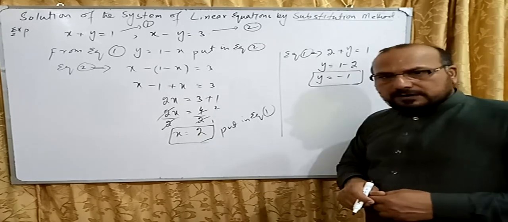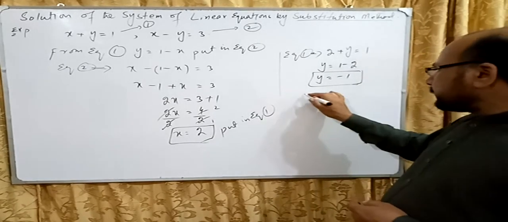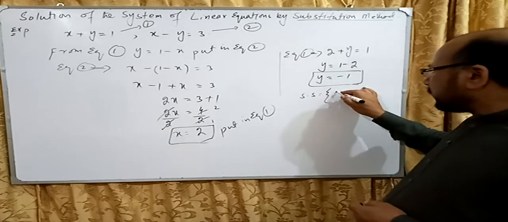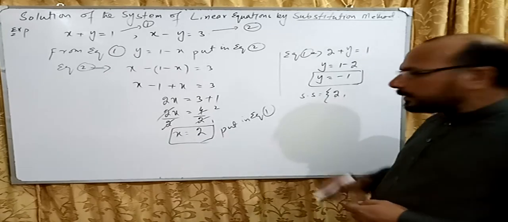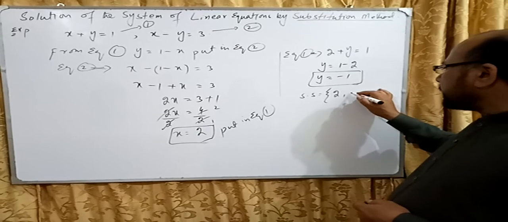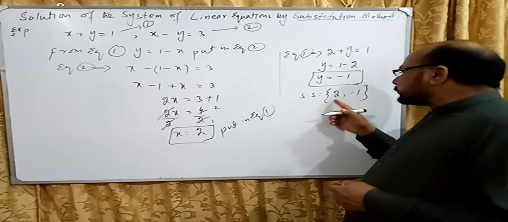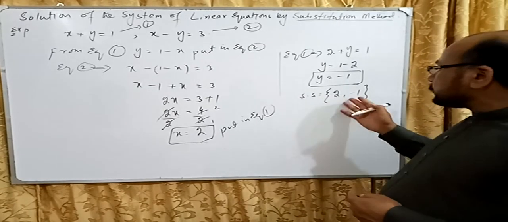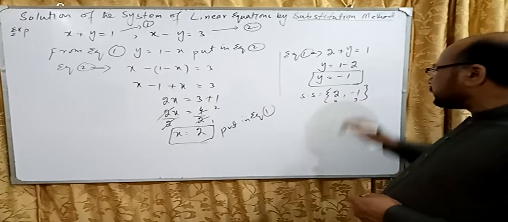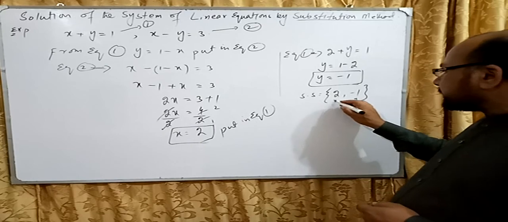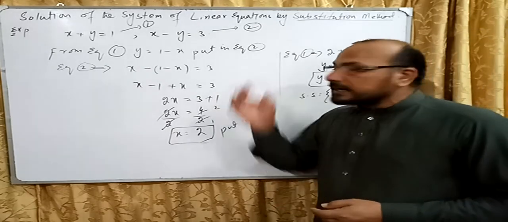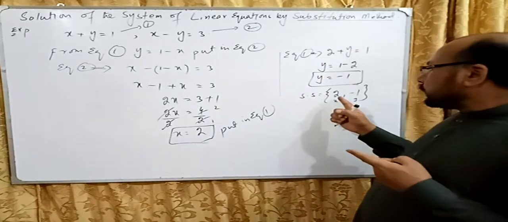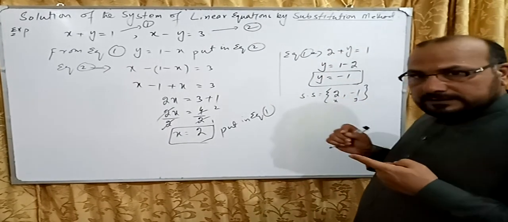So we will get the value of y also. So this will be the solution set. S.S means solution set. First you will write the value of x, which is 2, then a comma, and then you will write the value of y, which is minus 1. It means 2 and minus 1 is the solution set of this equation. This is the value of x, this is the value of y. This is also the point of intersection when you graphically draw the graph of these two equations. So you will get the point of intersection whose coordinates will be 2 and minus 1.